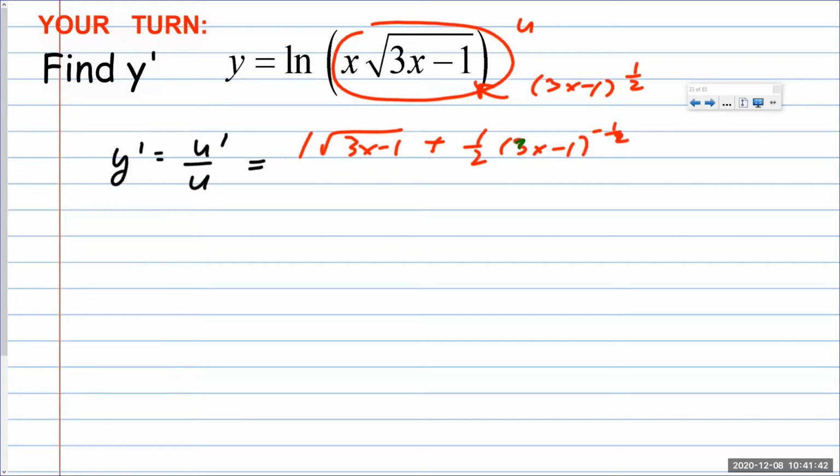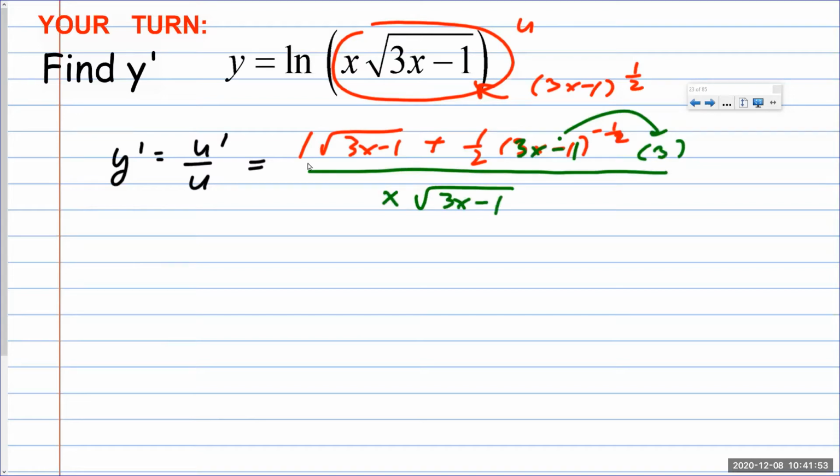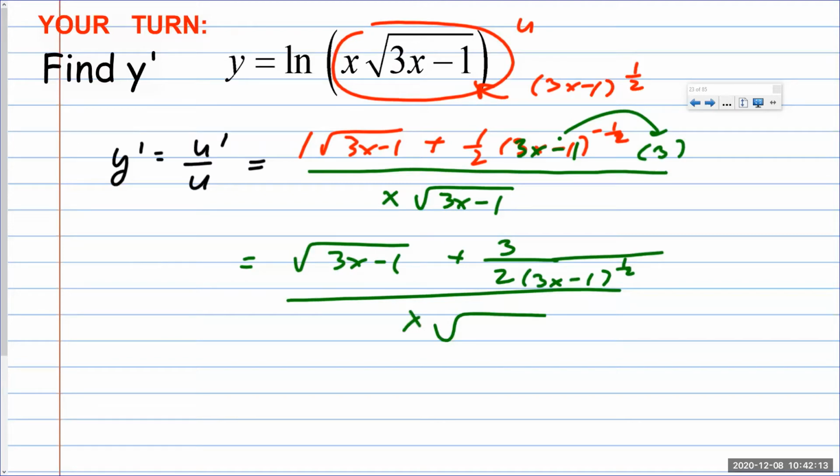Okay, what does it mean to leave the inside alone? It means leave the inside alone. Okay, then multiply by the derivative of the inside over, okay, and then you copy your u, x square root of 3x minus 1. That is the answer to this u prime over u, okay? And if I simplify things, I don't know how much I want to simplify it, but I guess I'll keep going. I've got 3/2, okay? This is 3x minus 1 to the negative 1/2, so I'm going to move it to the bottom, so it's positive to the 1/2 over x square root of 3x minus 1.